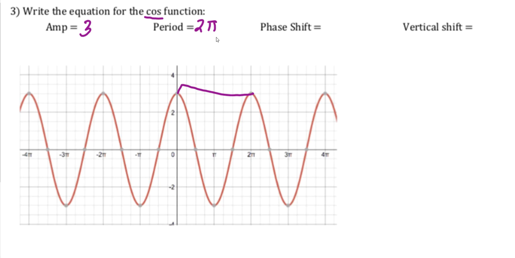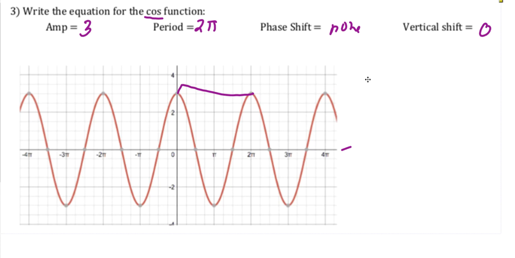Again, nothing too dramatic. Phase shift. Well, phase shift is probably going to be the hardest part of it all. And remember, cosine starts high and goes low. So it looks like it started high and it's going low. So there doesn't appear to be any phase shift. So there's not going to be any. And vertical shift, our equilibrium stays the same. So it looks like there's not going to be anything there as well.